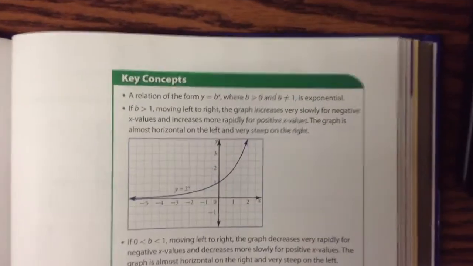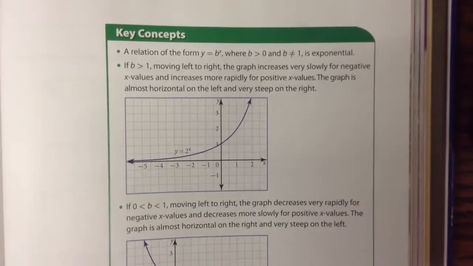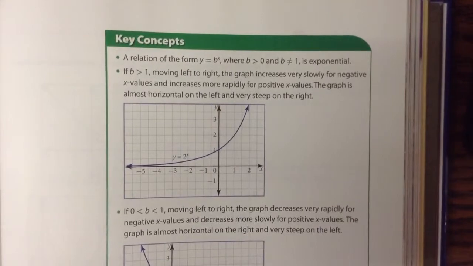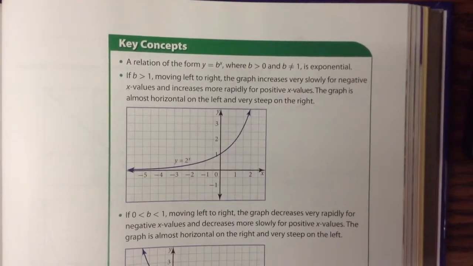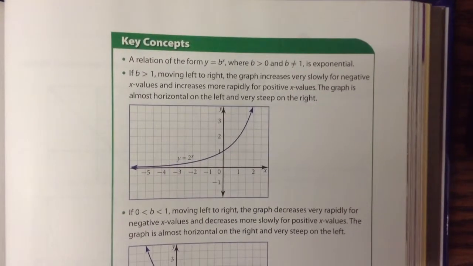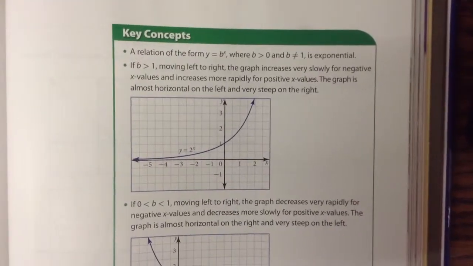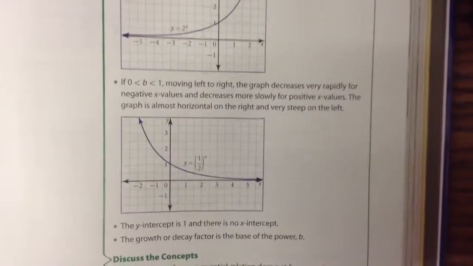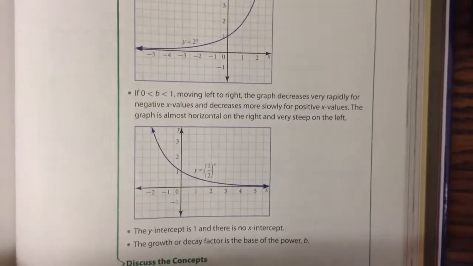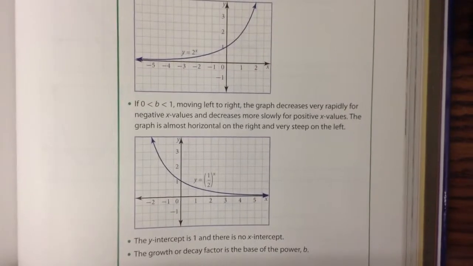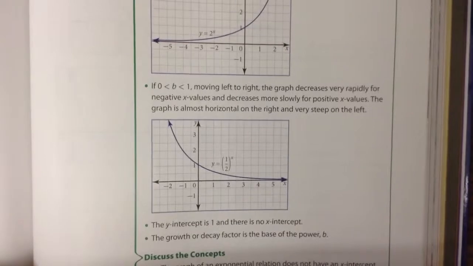So, in conclusion, there are the key concepts. It's also listed on your handout, on page 389. If b is larger than 1, moving left to right, the graph moves very slowly for negative x values and increases more rapidly for positive x values. It's almost horizontal on the left, very steep on the right. It's the opposite if b is between 0 and 1. Moving from left to right, the graph decreases very rapidly for negative x values and decreases more slowly for positive x values. Almost horizontal on the right, very steep on the left.